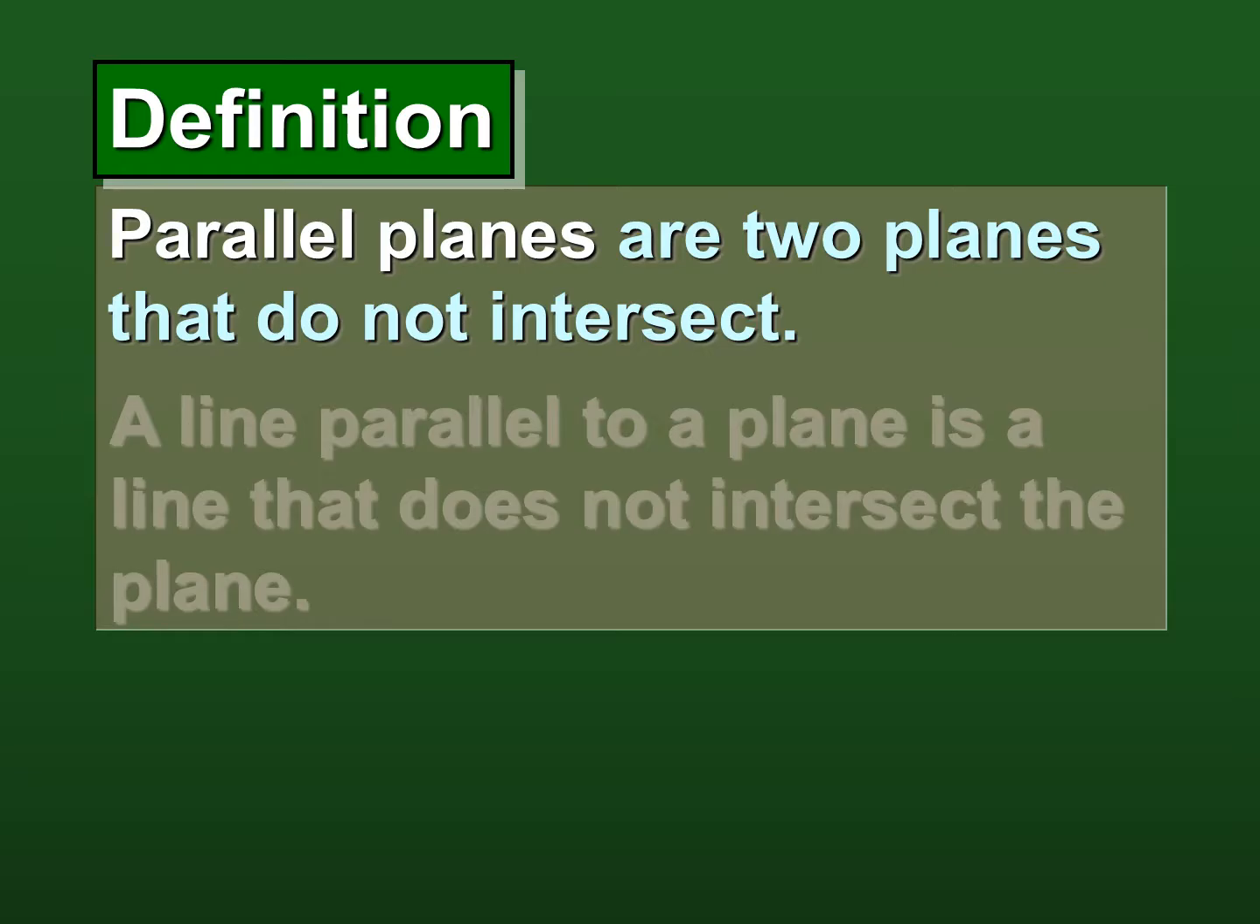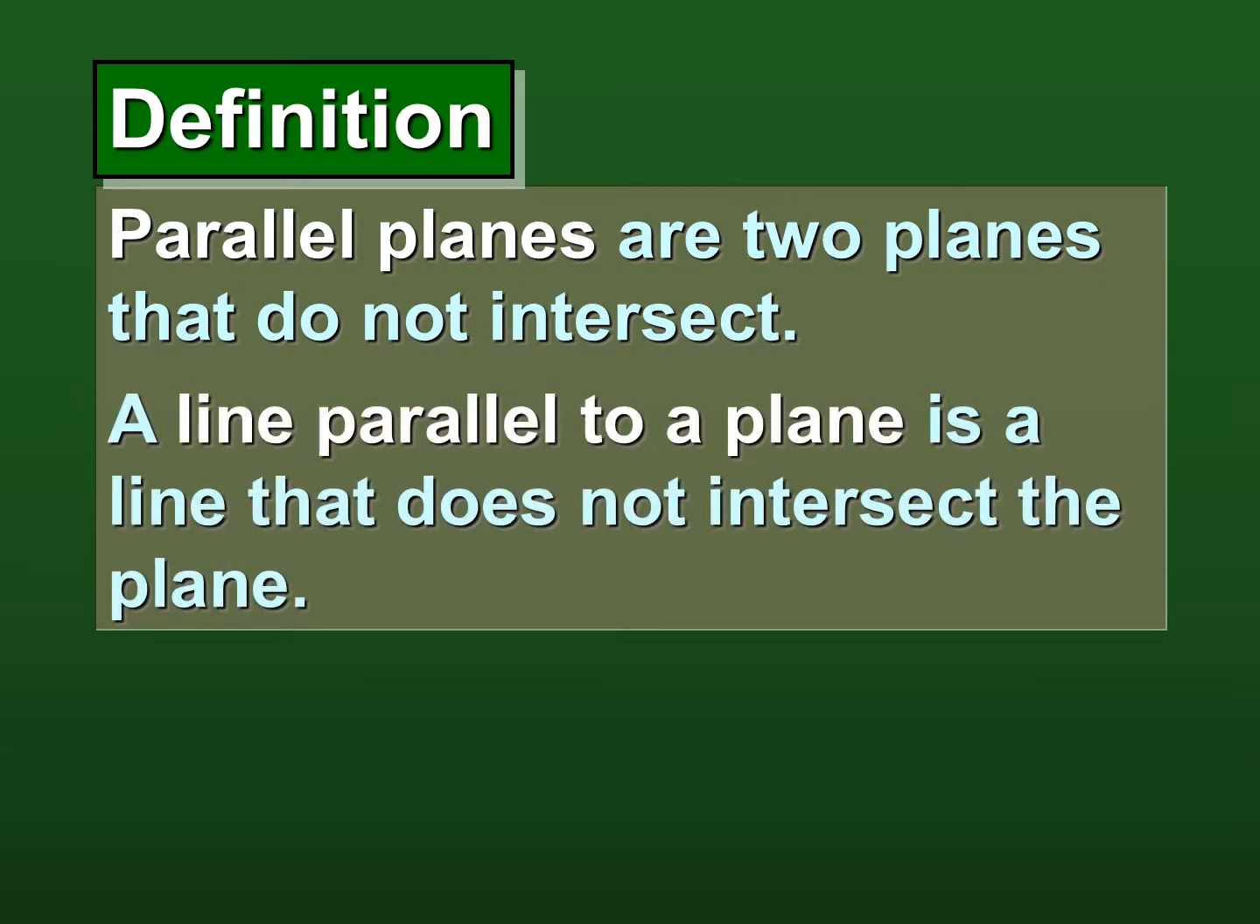So first we'll define parallel planes. Parallel planes are two planes that do not intersect. And a line parallel to a plane is a line that does not intersect the plane. So planes can be parallel to each other, and lines can be parallel to planes.